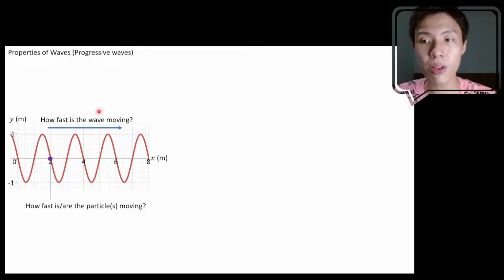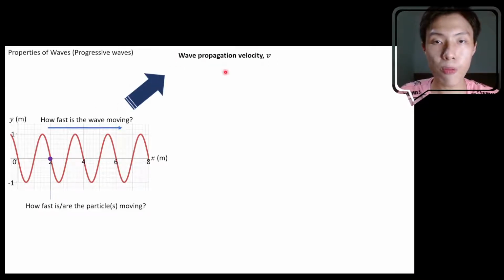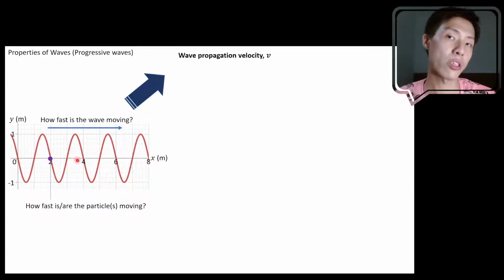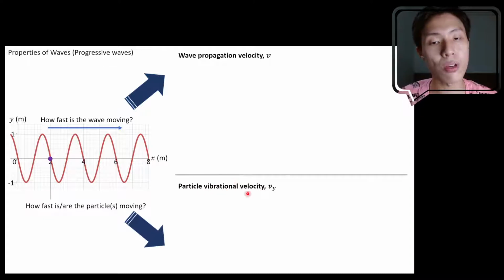If we are talking about how fast the wave is moving, then we are talking about wave propagation velocity. How fast is the wave propagating, or how fast is the wave moving, in this case to the right. If you are talking about how fast the particle is moving, we know that all these particles are undergoing simple harmonic motion. So you can think of this kind of motion as a vibration. So you can call this kind of velocity particle vibrational velocity.